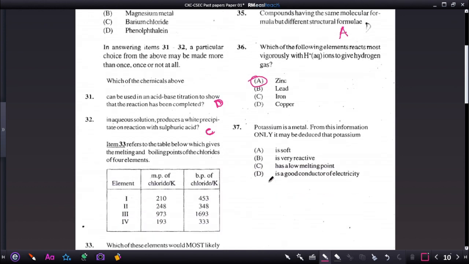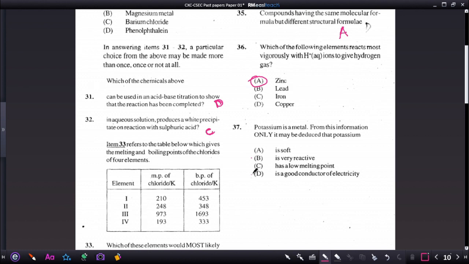Potassium is a metal. From this information only, it may be deduced that potassium is soft, is very reactive, has a low melting point, is a good conductor of electricity. From this information, I would say the answer is D. Well, the answer is D. It's between B and D.